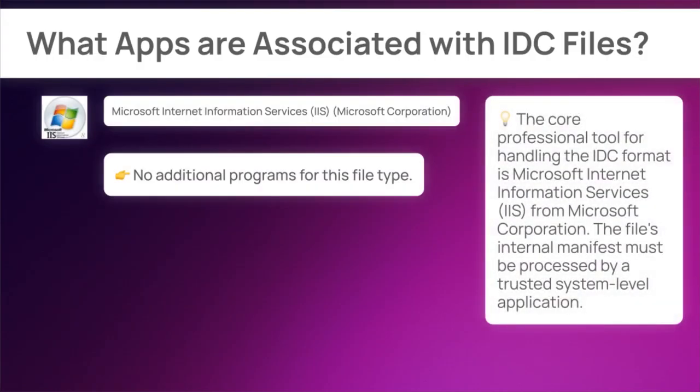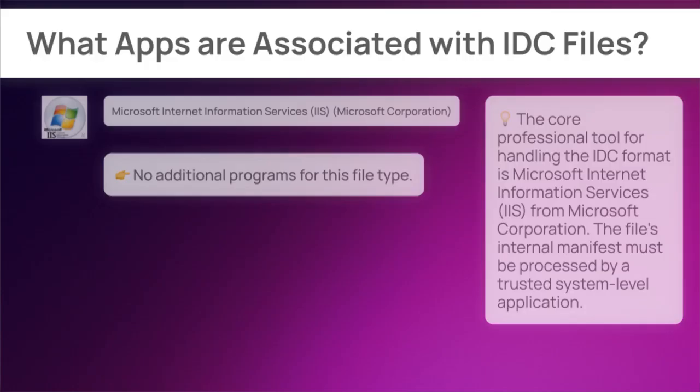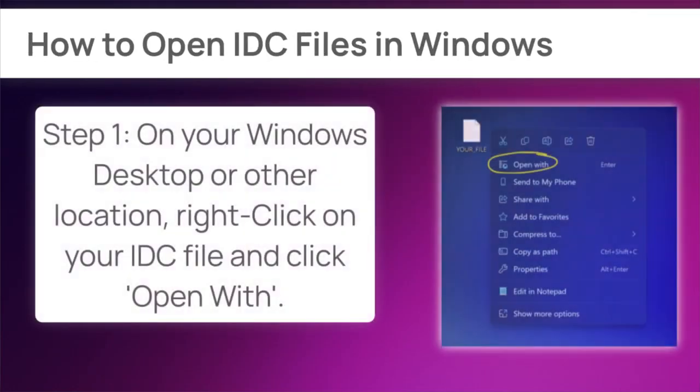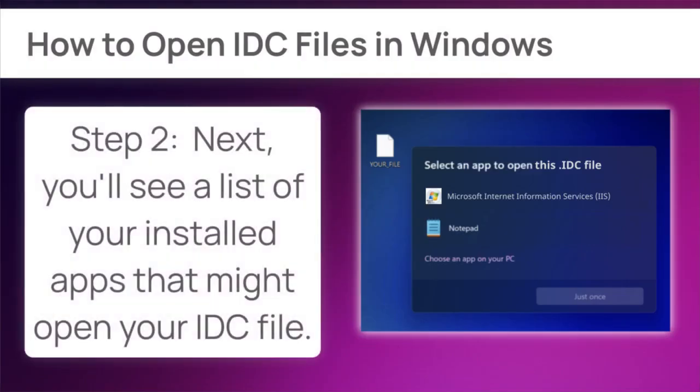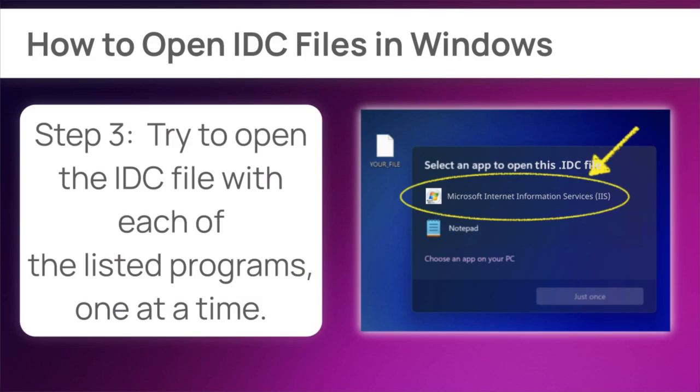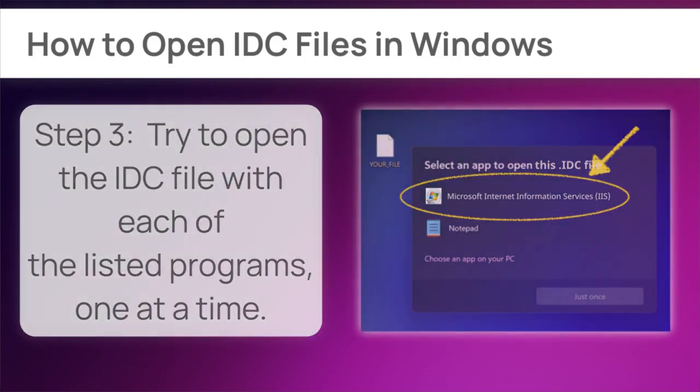The file's internal manifest must be processed by a trusted system-level application. Windows does not execute scripts automatically, so they must be run through a supported runtime or shell. To bypass the default application error, right-click the IDC file and choose Open With. Prioritize Microsoft Internet Information Services, IIS, if available. If absent, choose another application. We are searching for a viable decoder.